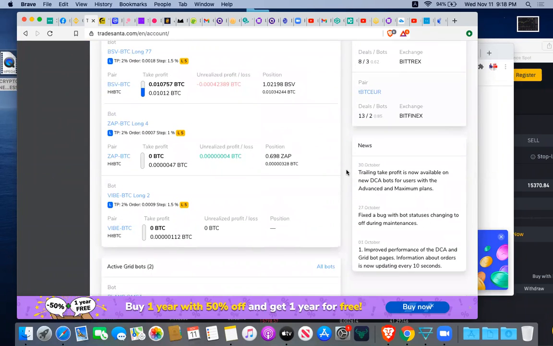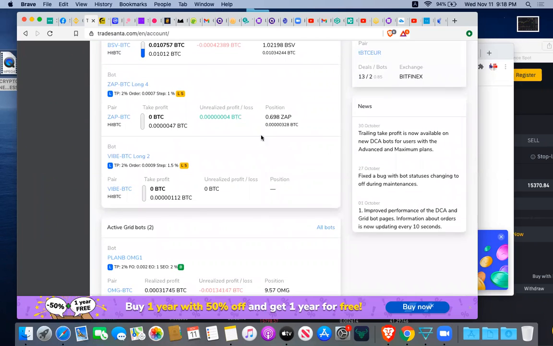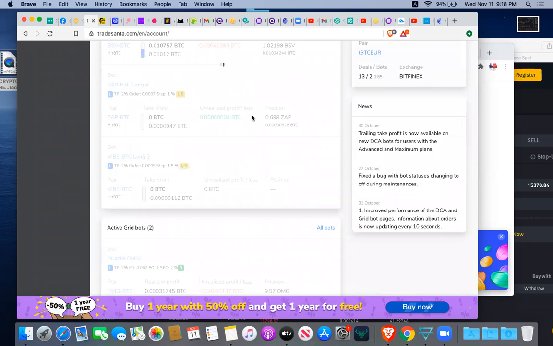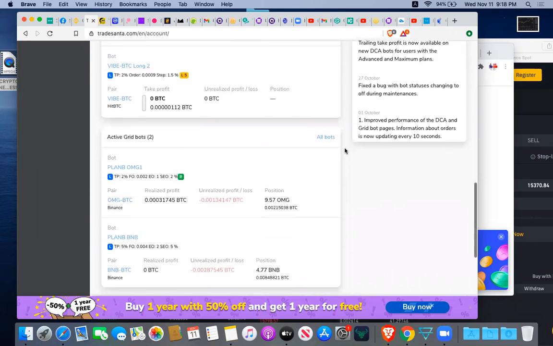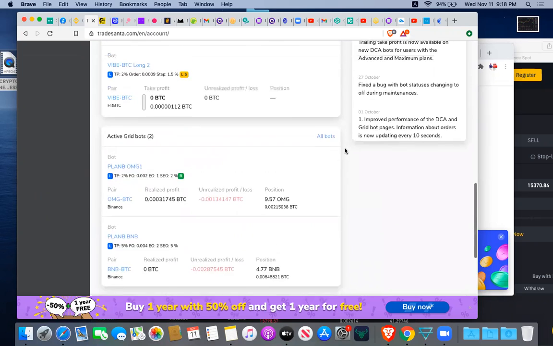Okay, I bought more BSV and I'm waiting. I actually expected a very good spike on BSV, maybe anytime from now to next week. I don't know, so it's still getting delayed.